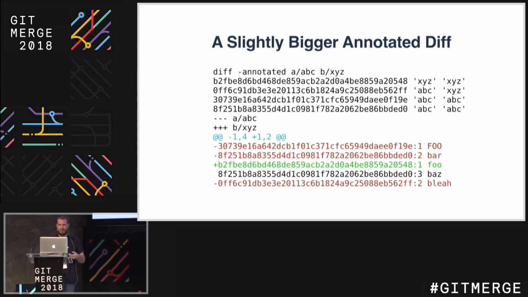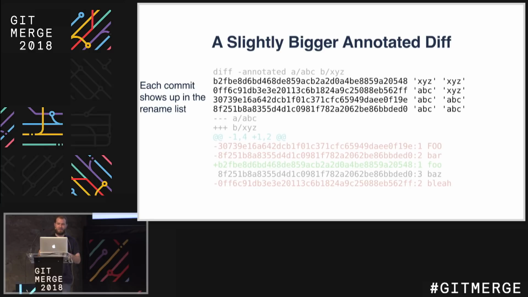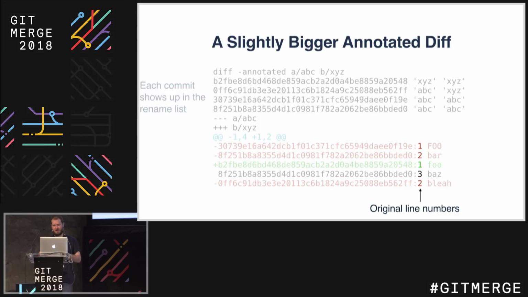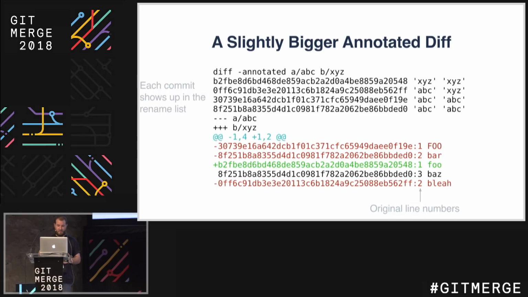Let's look at a slightly bigger example. The previous annotated diff only had one commit. This one has 4. And you can see that all 4 show up in the rename list. Just, again, feels useful. And then you can look at the line numbers, and they do jump around. We are tracking the original line numbers. Small detail. But again, I think that would be really cool to be able to generate and use in displaying diffs for PRs in particular.